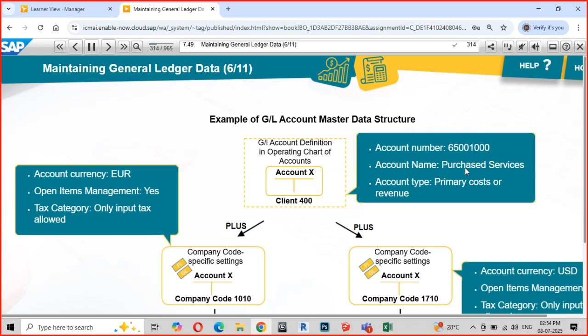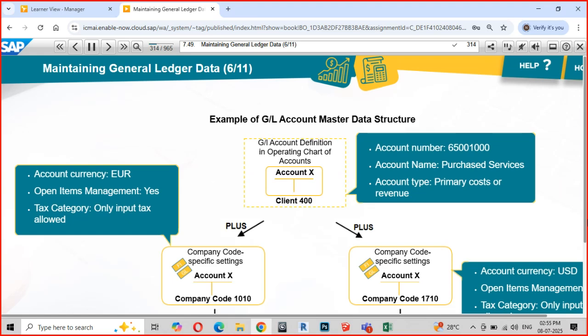Why such a number? Why not some number like 1000? The naming or coding of the general ledger account also uses a specific logic. Clear? It definitely uses a logic.